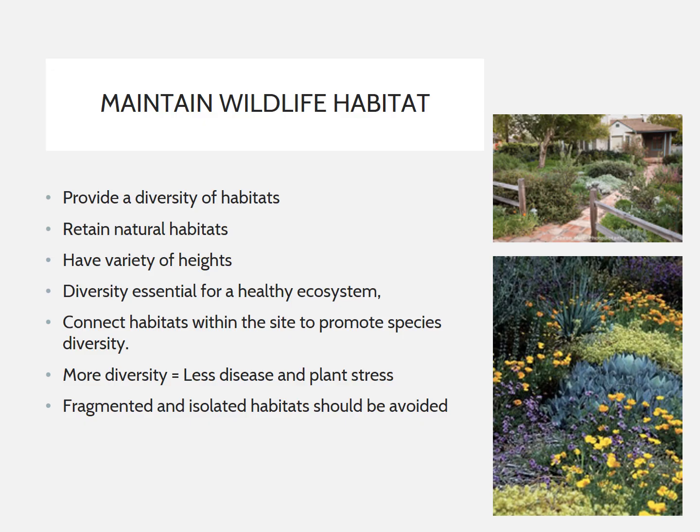Okay, maintaining wildlife habitat. This is always really important. It's always good to provide a diversity of habitats and also try to retain natural habitats. With your plants, it's good to have a variety of heights. Diversity is essential for a healthy ecosystem. Always try to connect habitats within the site to promote species diversity. General rule of thumb: more diversity, less disease and plant stress. Kind of like the saying, don't put all your eggs in one basket.